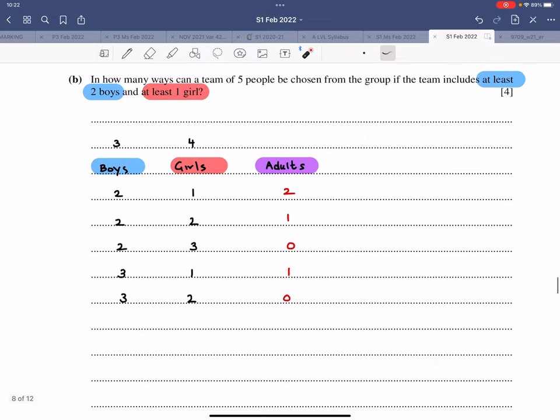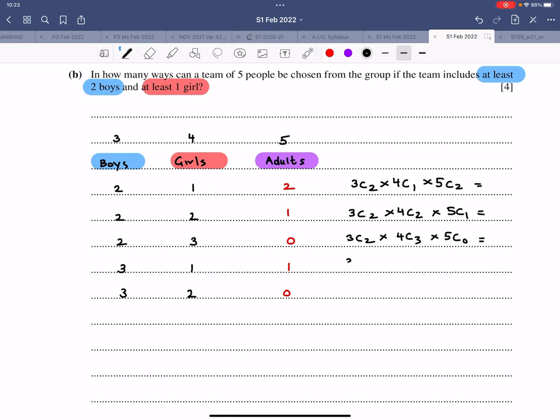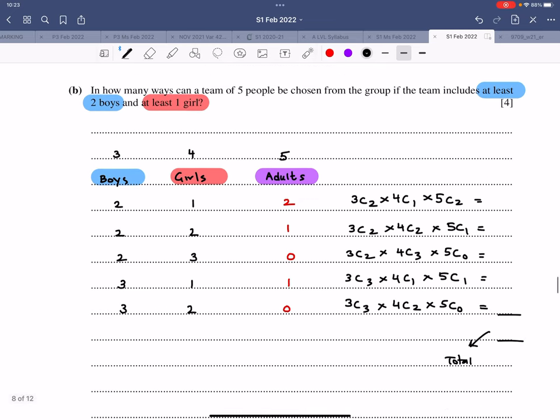And how many adults were there? Adults were 5. So now write down all the answers. That is 3C2 into 4C1 into 5C2. That is the first one. This is 3C2 into 4C2 into 5C1. 3C2 into 4C3 into 5C0. 3C3 into 4C1 into 5C1. This is 3C3 into 4C2 into 5C0. You can write down all the answers, you can double check, and that answer will be the total that is required. So now this is how this question is done. Combination in the first part, combination in the second part.